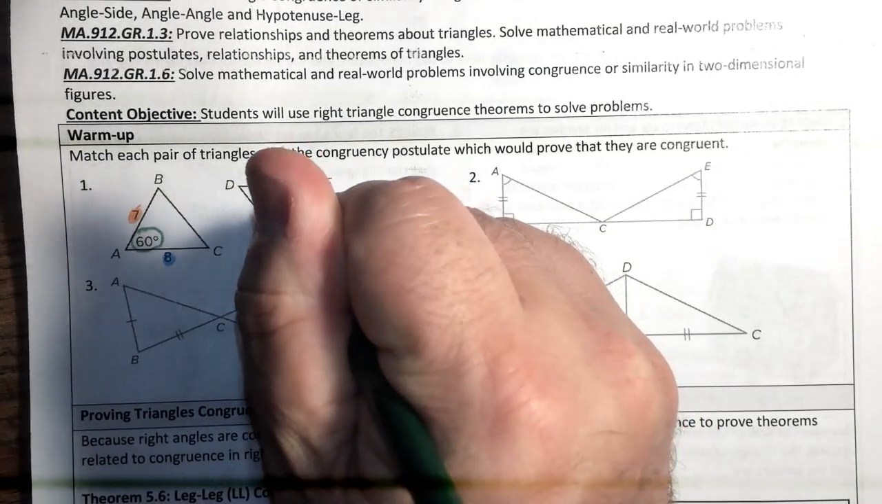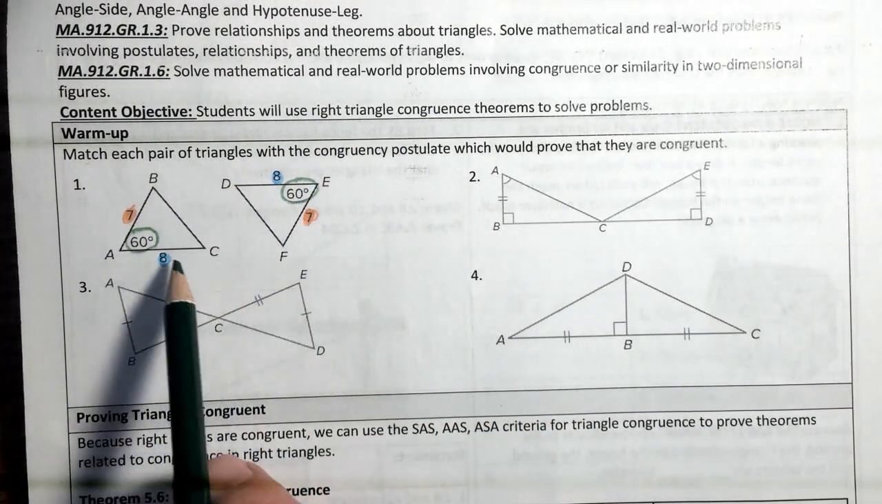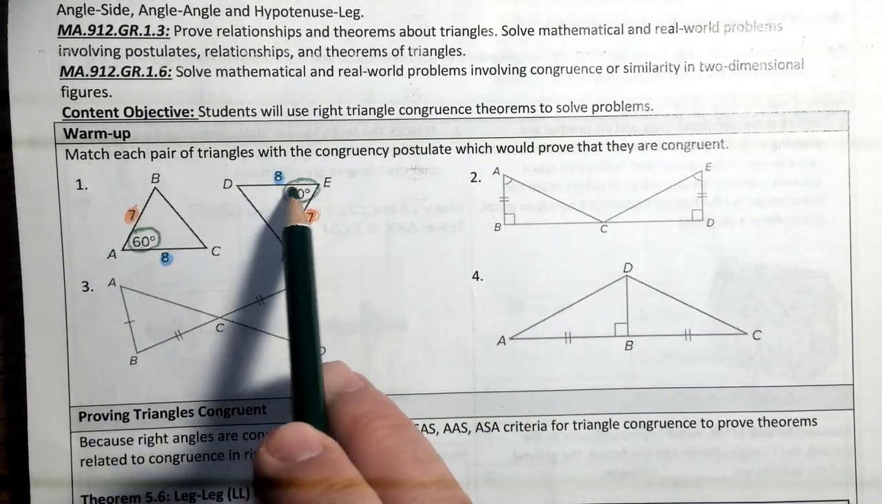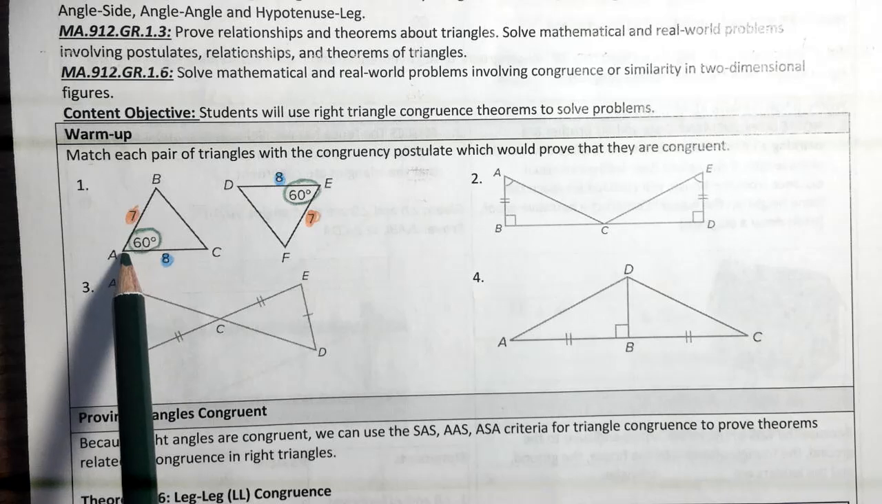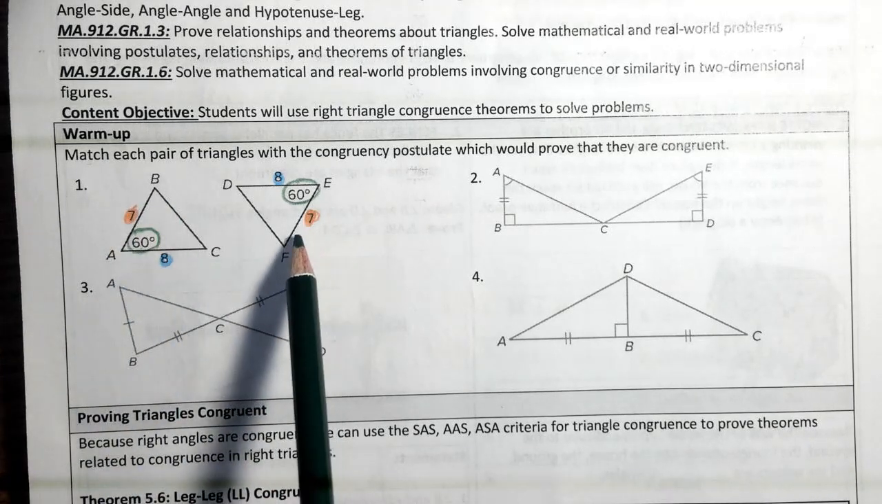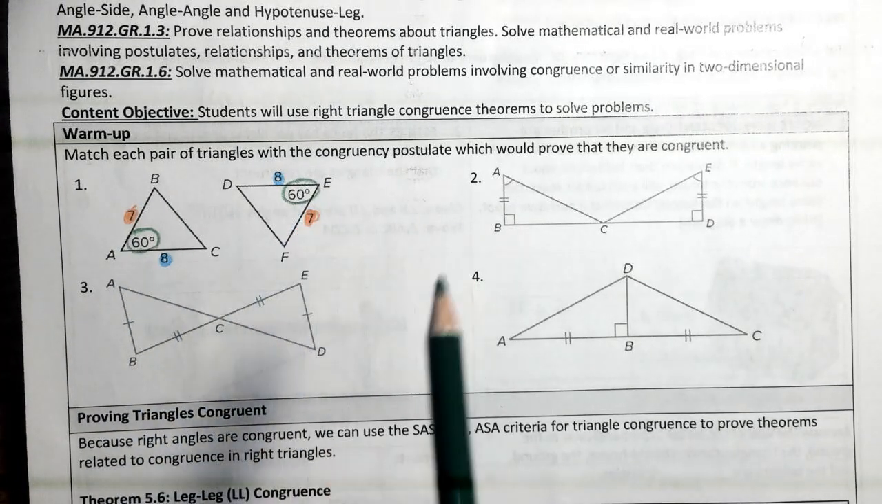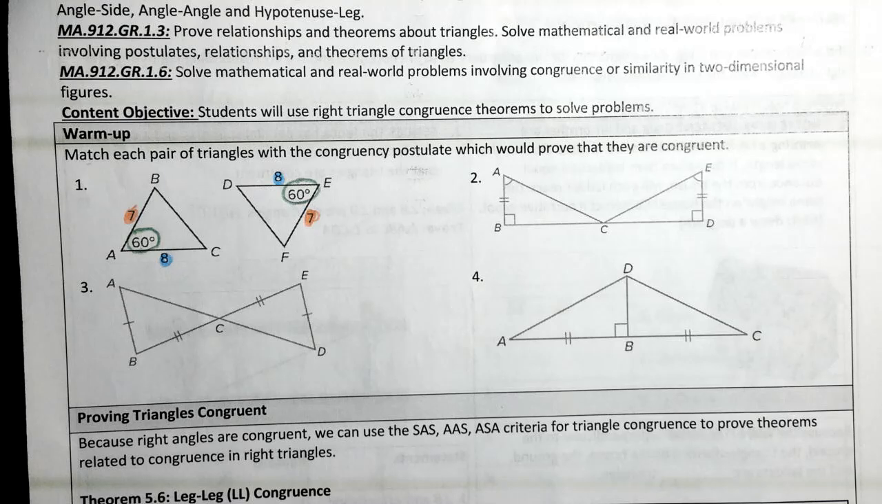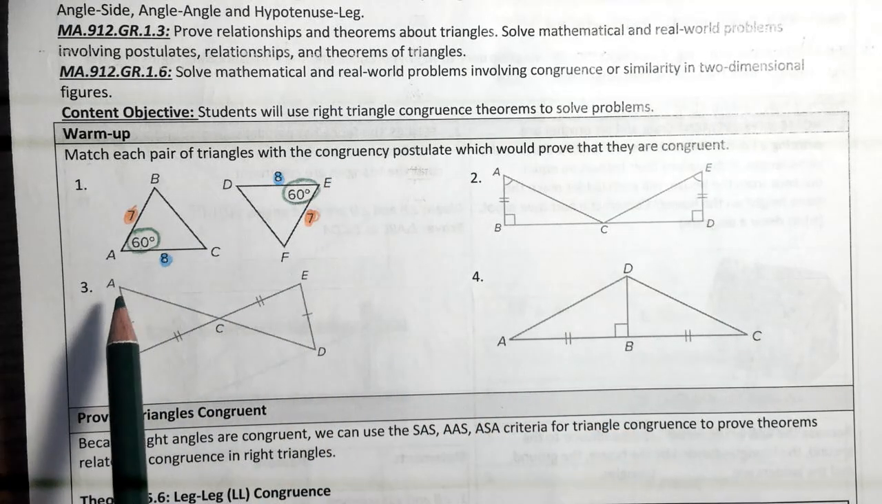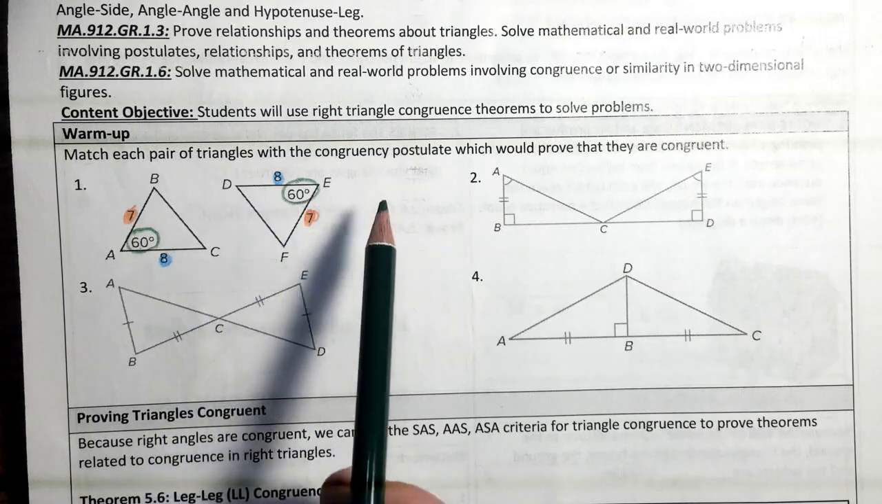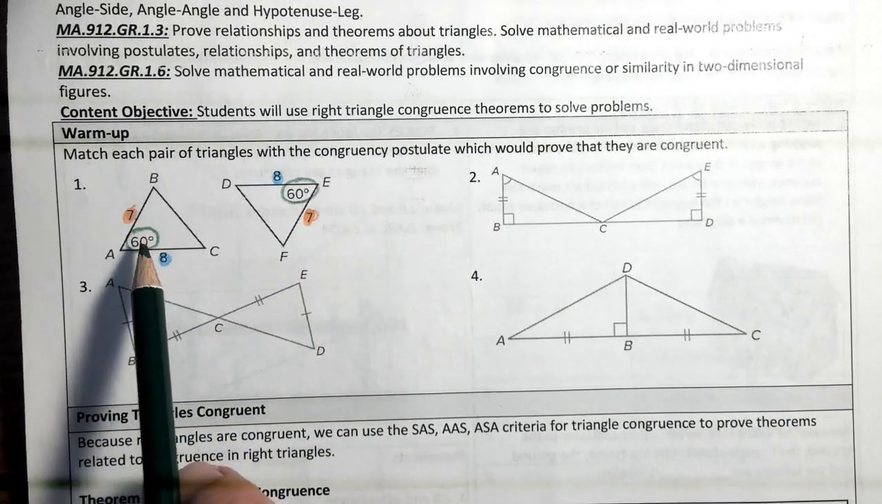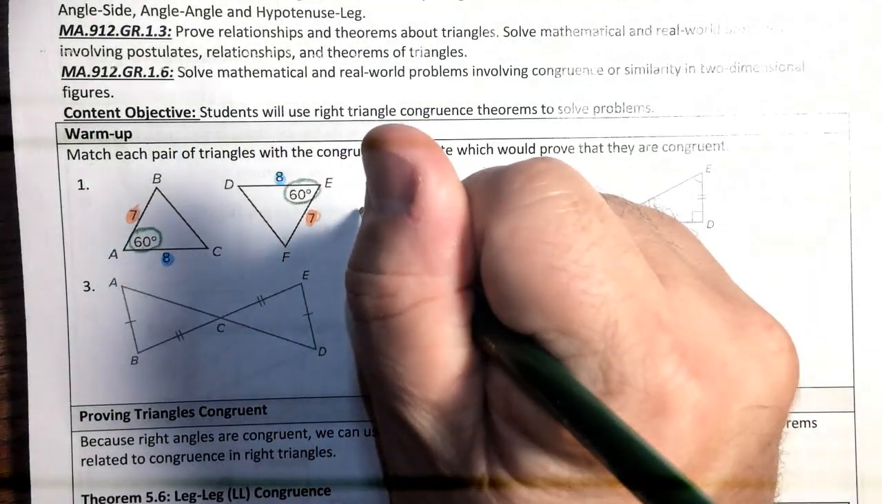Like here, we don't have the arcs, but we see that angle A and angle E are both 60 degrees, so they are congruent. We notice that AB is 7 units long, EF is 7 units long. So those are congruent. And AC is 8 units long, and DE is 8 units long. So you have a side, an angle, and a side.